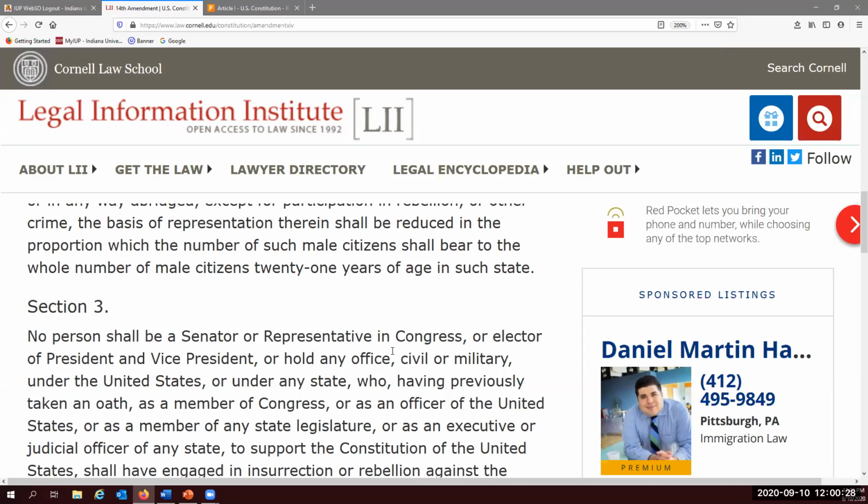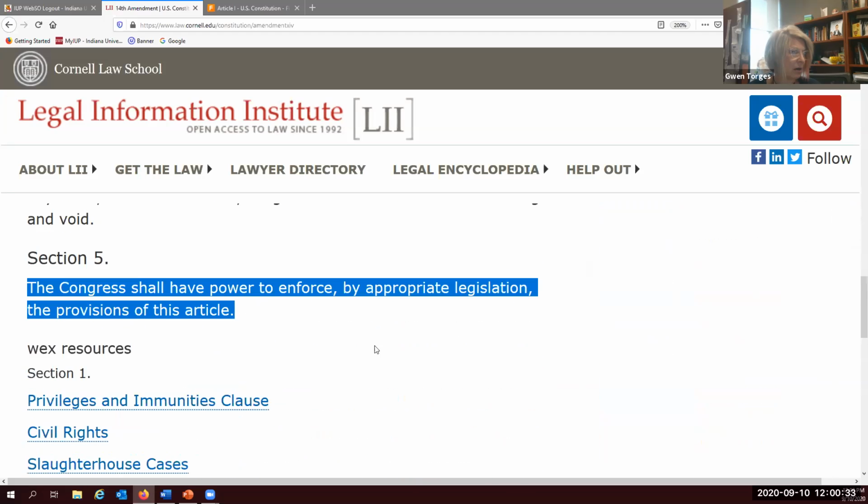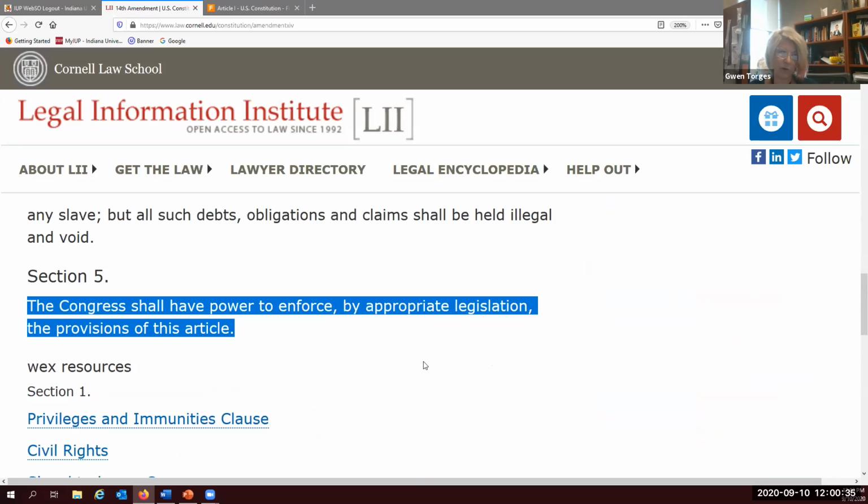Can you scroll back up to read it again? Sure. The Congress shall have the power to enforce by appropriate legislation the provisions of this article, saying it's giving Congress the power to enforce the rest of it.